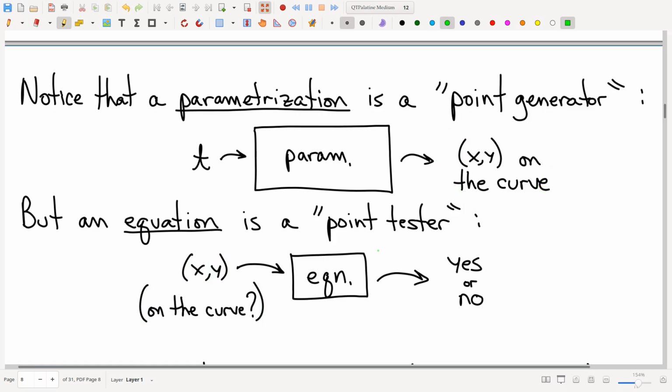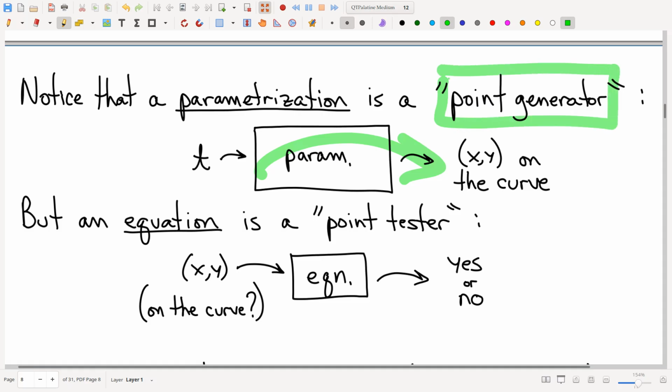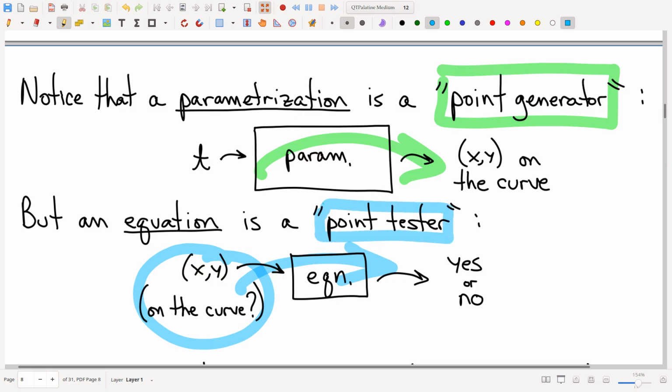And a little bit of language: I like to refer to a parameterization as a point generator, because it's literally producing points. And I like to think of equations as point testers, because it's something I can put my points into and out comes either a yes or a no. That's a test. You're going to hear me use that language here and there throughout the course, so heads up.